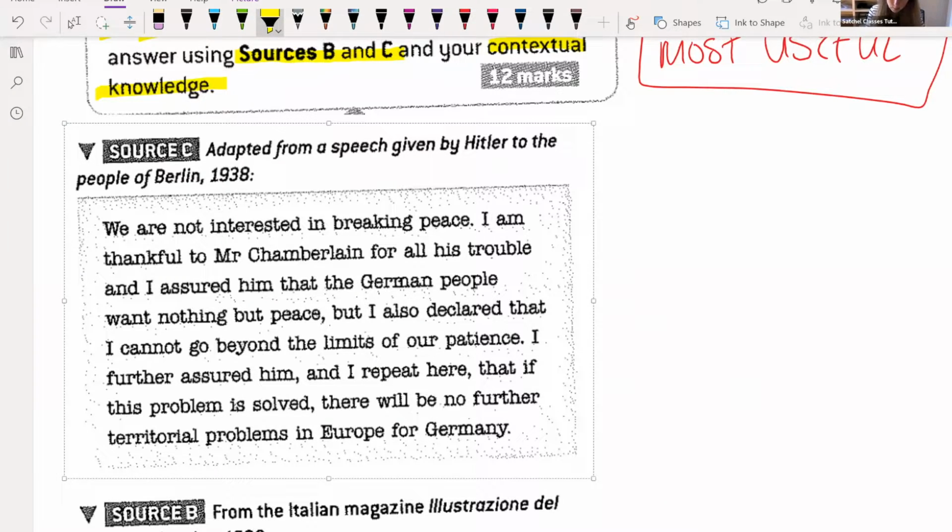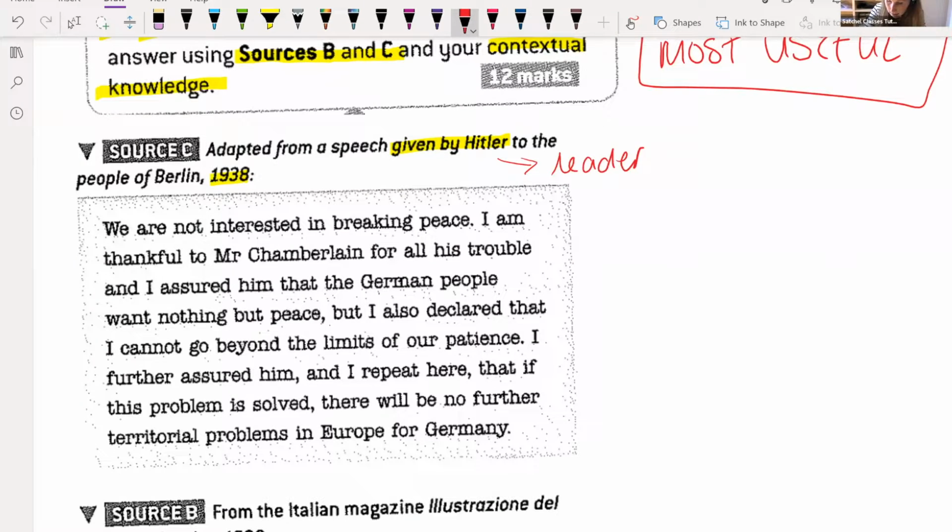Okay, remember we need to analyze the provenance of the source, so we'll focus on that to start with. So this is a speech given by Hitler to the people of Berlin in 1938. Now, obviously Hitler, and this is obvious, but we need to get it down, what's in our minds: he's the leader of Germany.